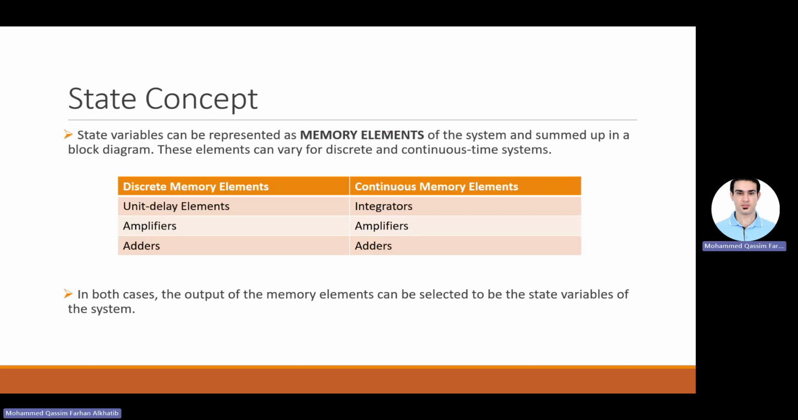All right. So the state space variables can be represented as memory elements. We have the unit delay element, which is represented mathematically by an integrator. And the amplifier is just a gain. And the adder, you have the addition like that. So that's the discrete memory elements, and you have the continuous memory elements. In both cases, the output of the memory elements can be selected to be the state variables of the system.